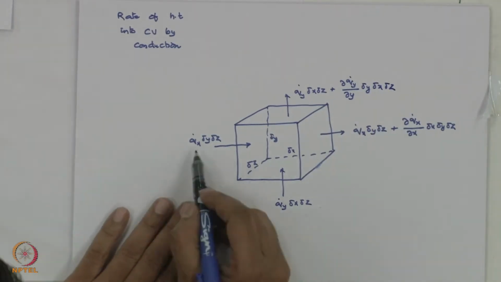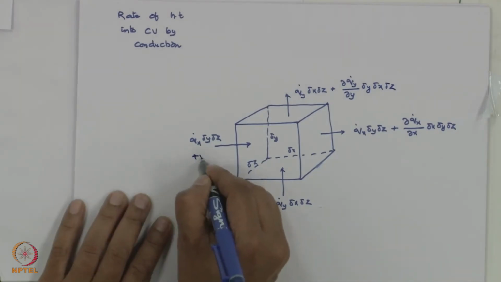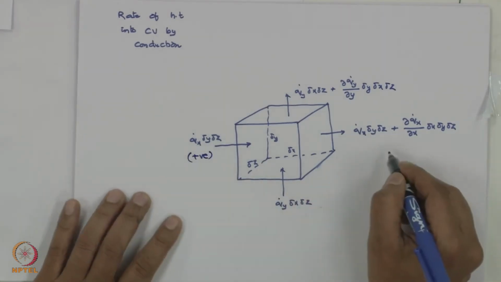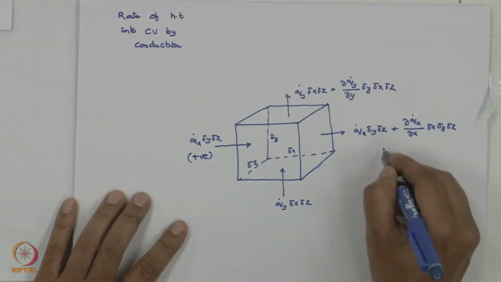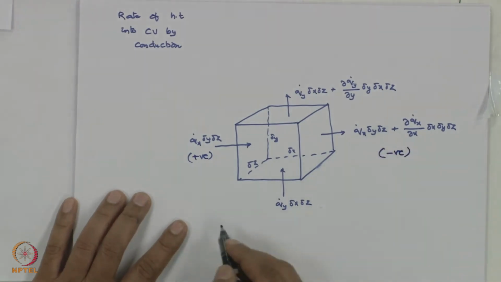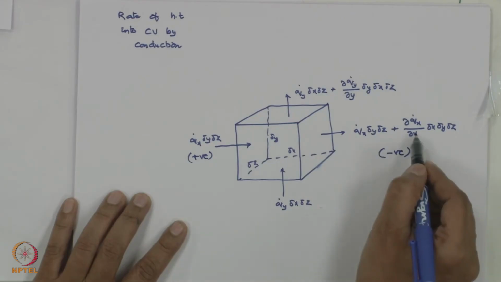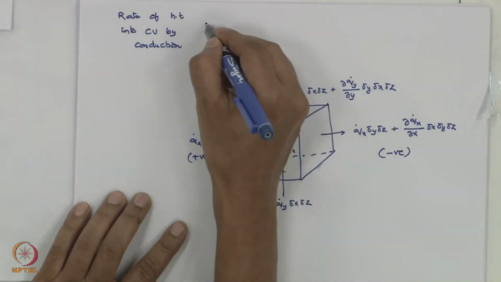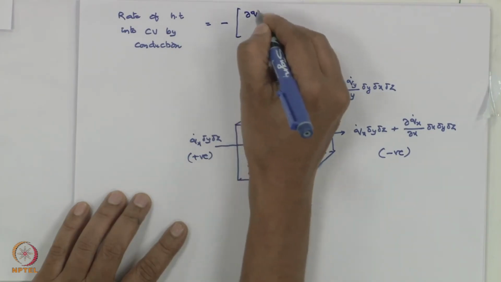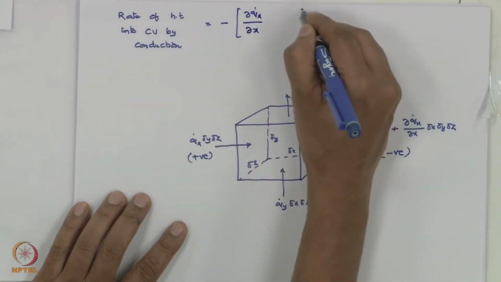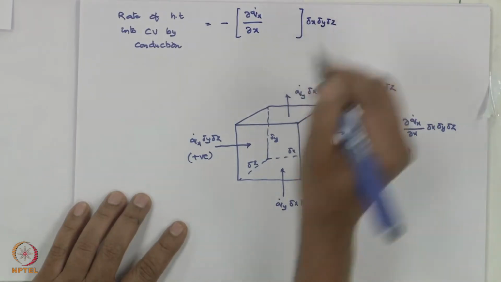So heat transfer into the system is positive, and heat transfer getting out of the system, or the control volume in this case, would be negative. So this term would get cancelled with this term. So what I will be left with here is minus of del qx dot by del x in the x direction, that is delta x, delta y, delta z.